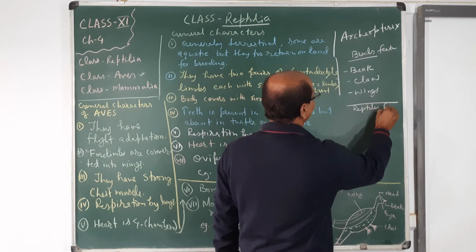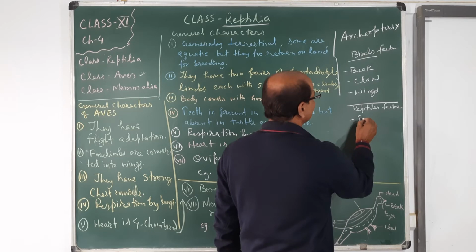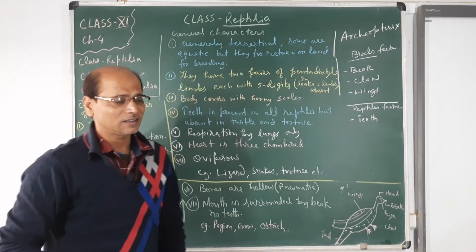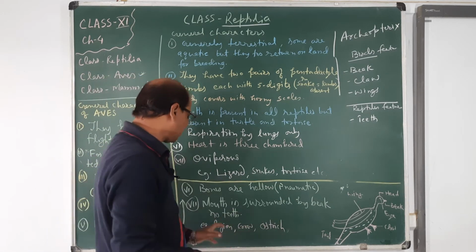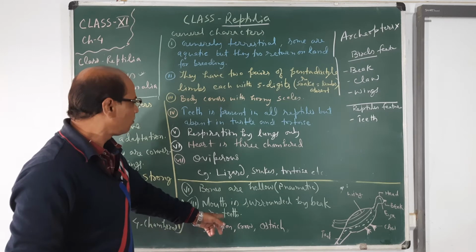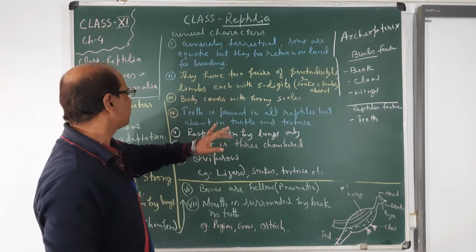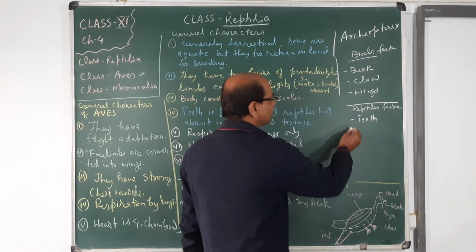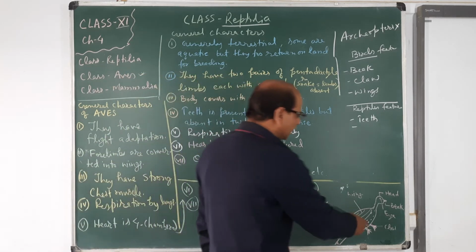Reptile features: they have teeth in their beak. Teeth are not found in birds. So see, the mouth is surrounded by a beak, no teeth are present here, but here teeth are present. Teeth are present in all reptiles but absent in turtle and tortoise. So teeth are a characteristic of reptiles here. Second one, you know, they have scales in their claw.